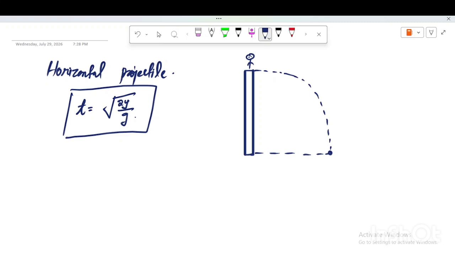Okay, and the range, so like that we have already calculated that. Let's do some questions on this.